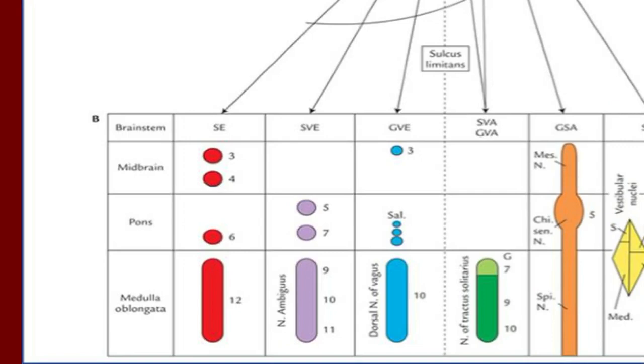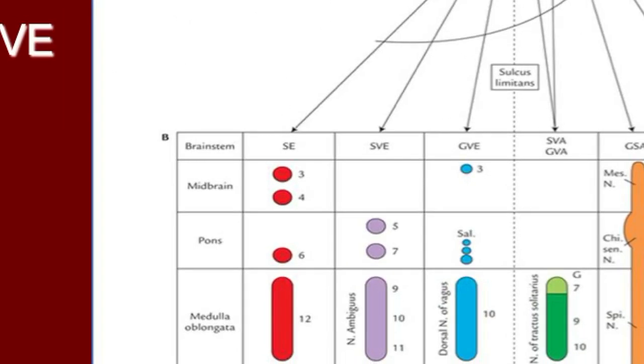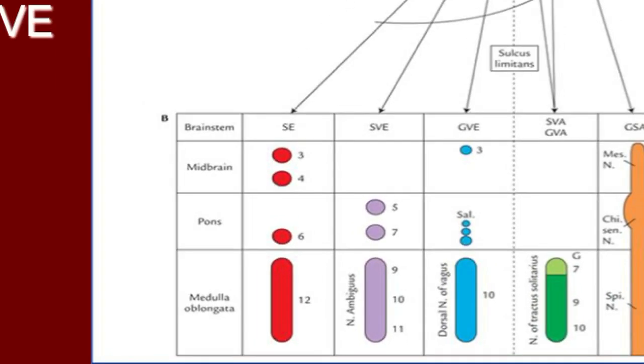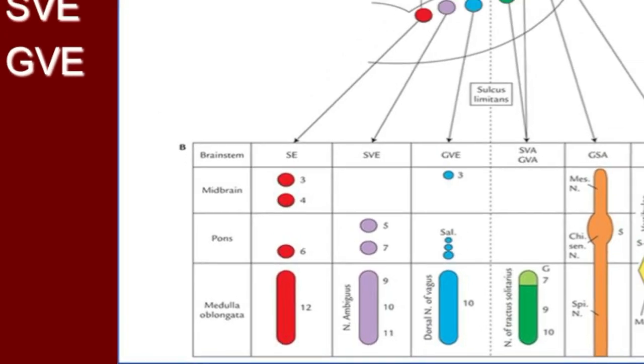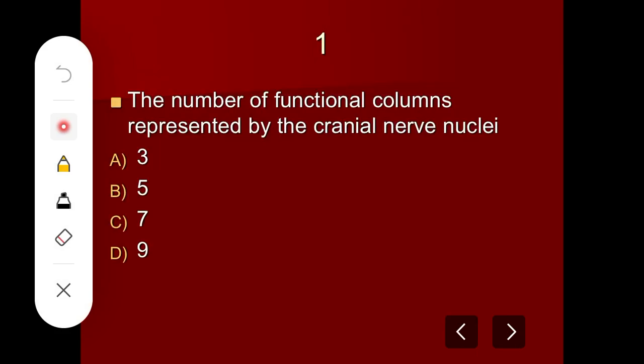So what are they? Edinger-Westphal nucleus in the midbrain that is going to supply the ciliary ganglion. Then superior and inferior salivatory nucleus represented by the 7th and 9th cranial nerve. Then in the medulla you find the dorsal nucleus of vagus. So I think now you are familiar with all the 3 components. So just try to answer these questions.